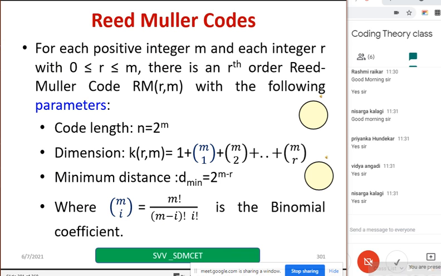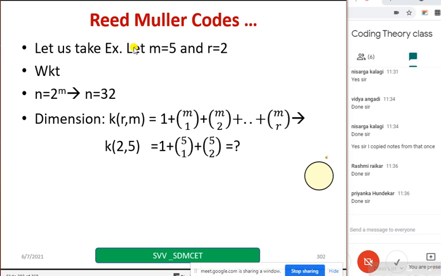I will wait. Let us take m equal to 5 and r equal to 2. n equals 2 raised to m, so n will become 2 raised to 5, which is 32. For the dimension, I will fill in the values. m equal to 5, r equal to 2, therefore I will take terms up to 2. I will not go to 3, 4, etc., because r is 2. Now, copy down this and write down the next step.